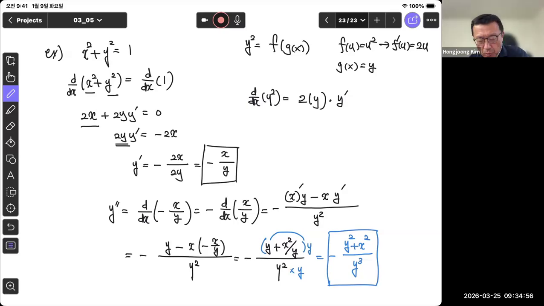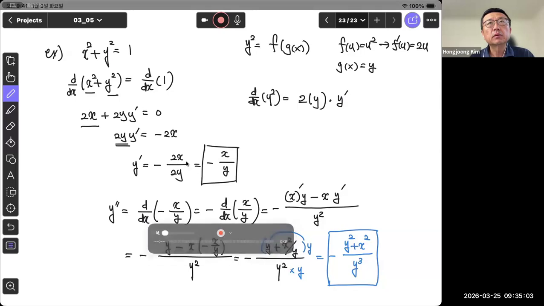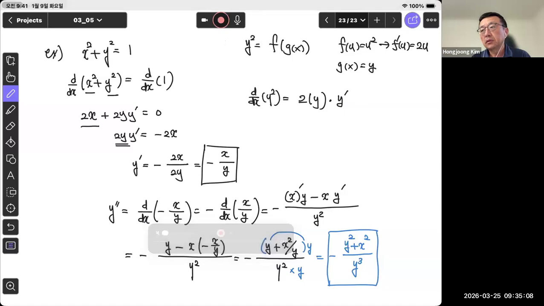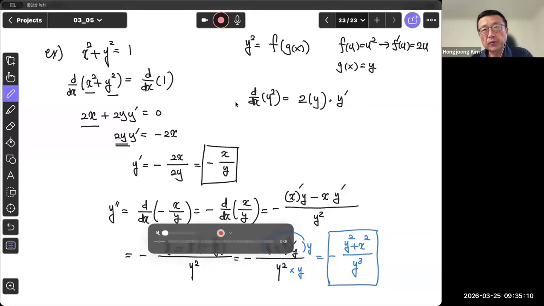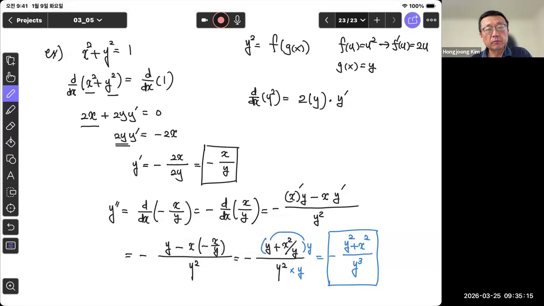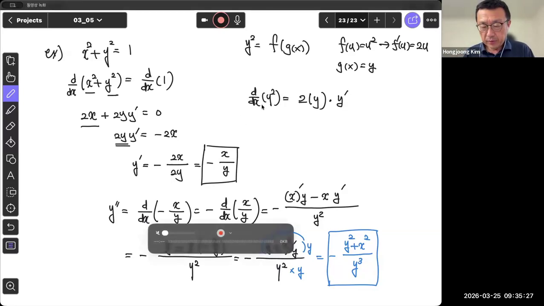Okay? So this is how we differentiate this y two times. And if you want, you can consider some higher order derivative as well. Anyway, so that is implicit differentiation. And then let's go to the next section.